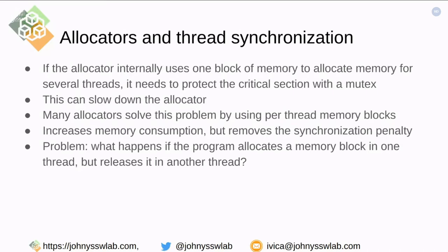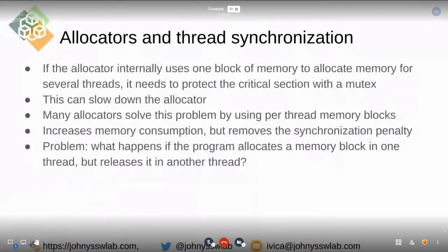Okay, many allocators solve this problem by using per-thread memory blocks. So if you have several threads, each thread gets its own block, and in that case, you don't need any synchronization, but this increases memory consumption. Now, what happens if the program allocates a memory block in one thread and releases it in another thread? If you decide to do it like this, and you don't have any synchronization, you will probably need to build some kind of mechanism for the transfer of ownership from one thread to another. And this is something that's complicated.